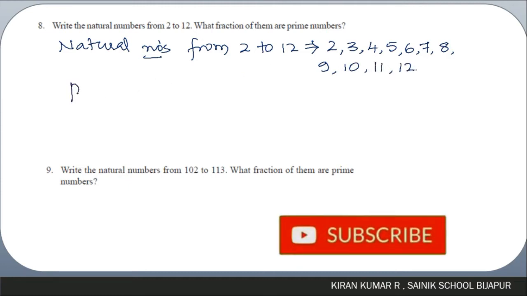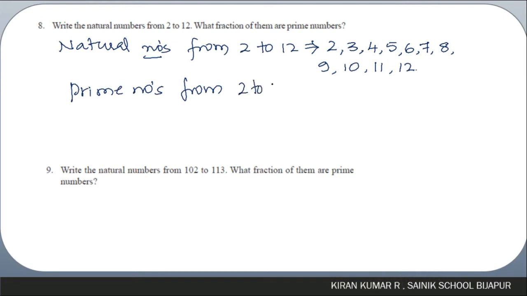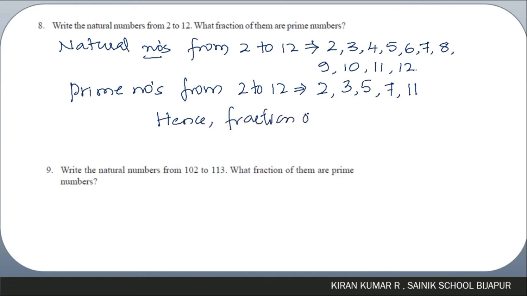Out of these natural numbers, the prime numbers are 2, 3, 5, 7, and 11. Hence, the fraction of prime numbers will be, we need to count 1, 2, 3, 4, 5, so 5 prime numbers are there, and here 1, 2, 3, 4, 5, 6, 7, 8, 9, 10, 11 natural numbers are there. So the fraction is 5 by 11.